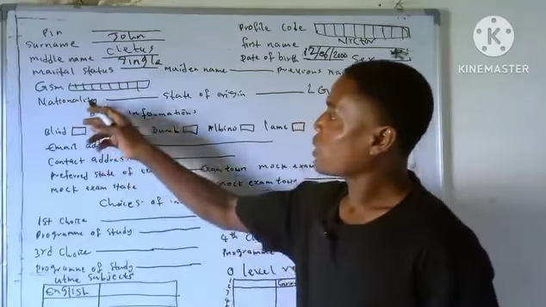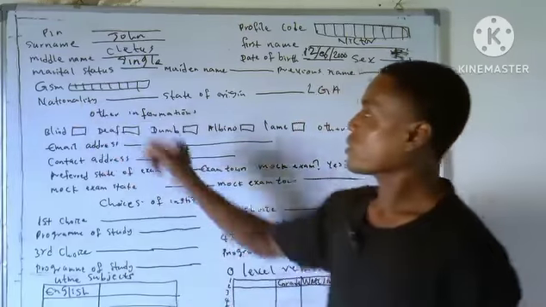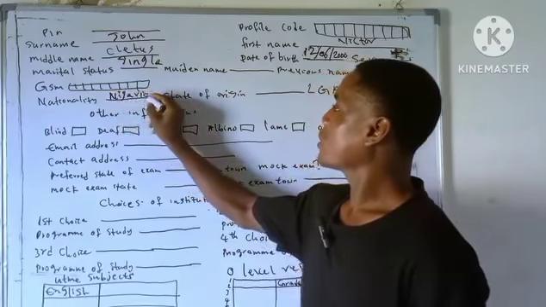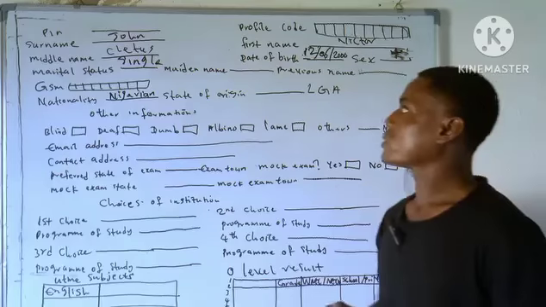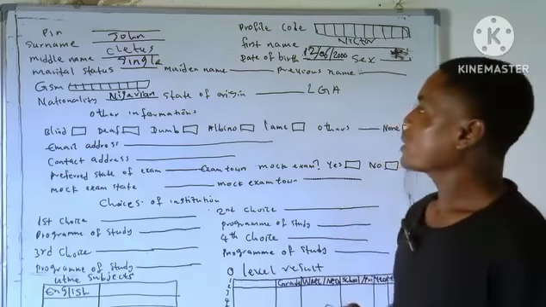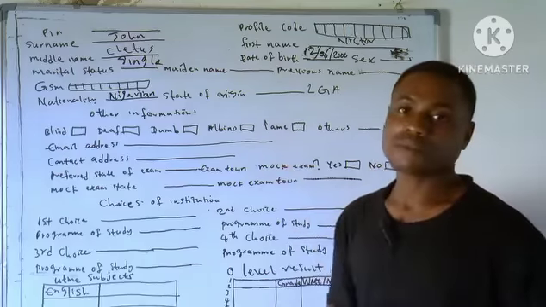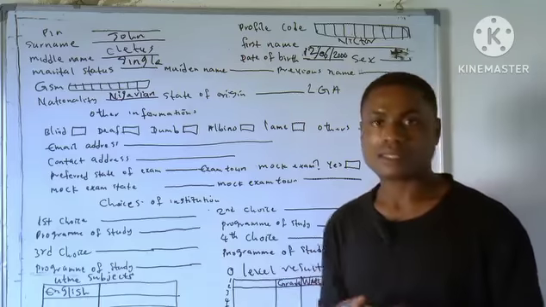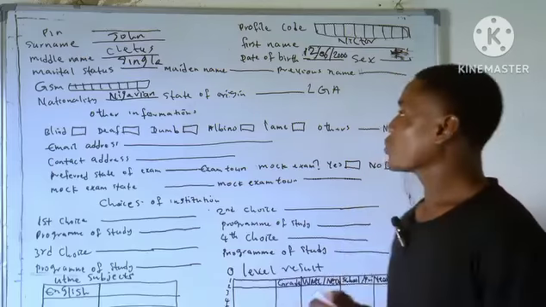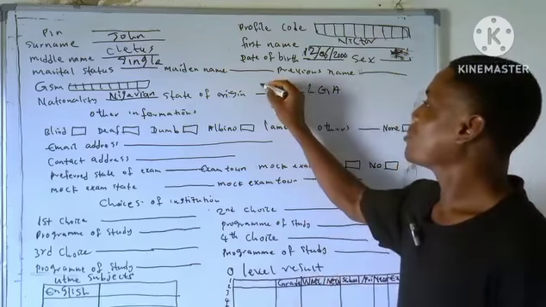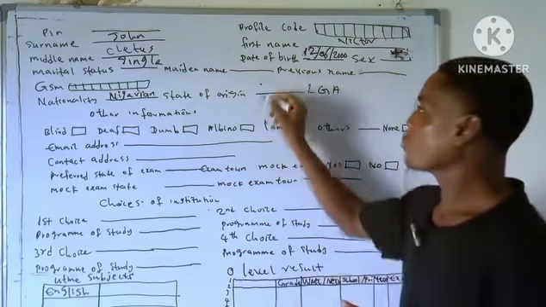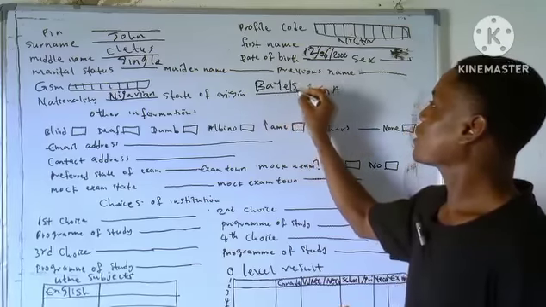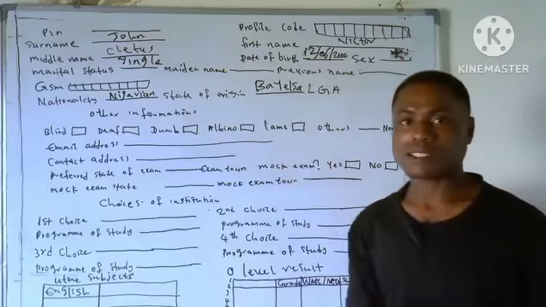Then nationality, Nigerian, right? Nigerian. So state of origin, which state are you from? Is it Imo State, Bayelsa State? You know the state. So let me say I'm from Bayelsa, so I will put Bayelsa State. I will put Bayelsa.